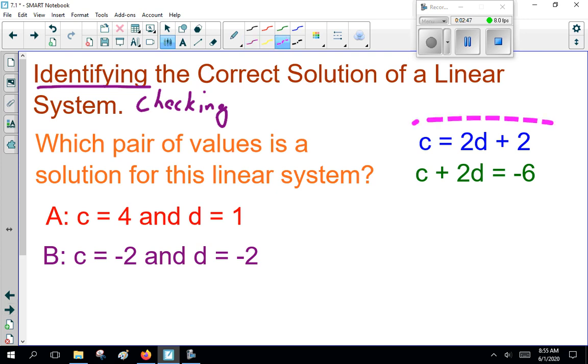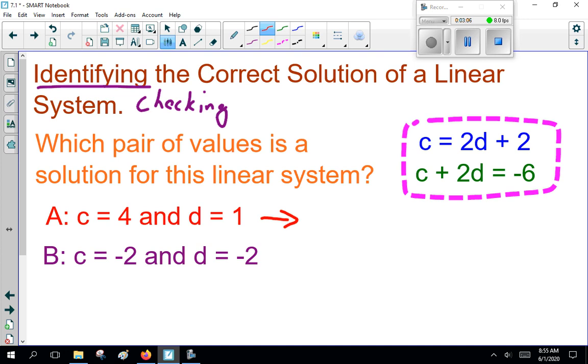Well, here's the linear system here. Now remember, that's just a fancy way of saying the 2 equations. So we have 2 possible answers here. A, C is 4 and D is 1. Or B, C is minus 2 and D is minus 2. So I don't know which one works. Let's check.